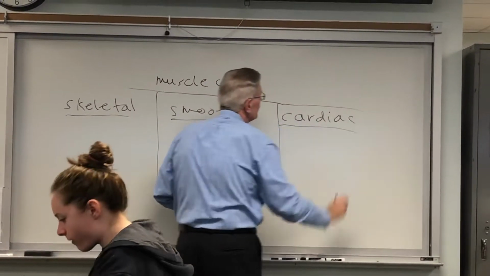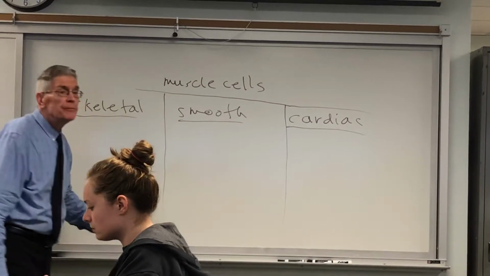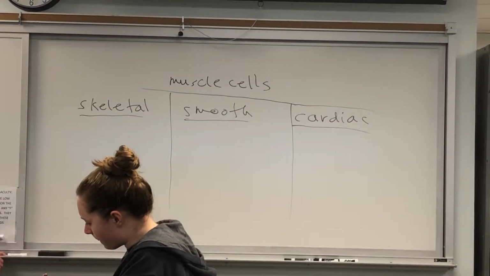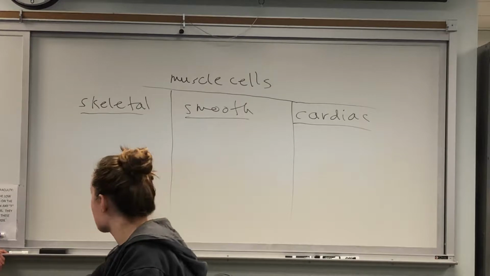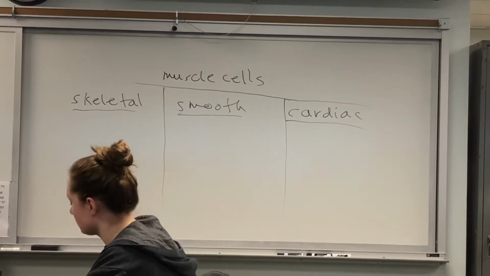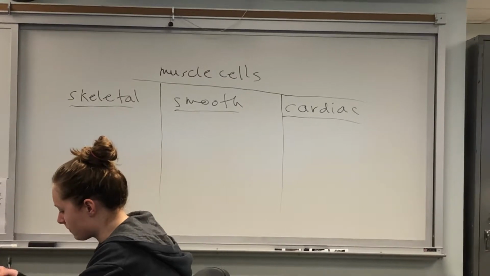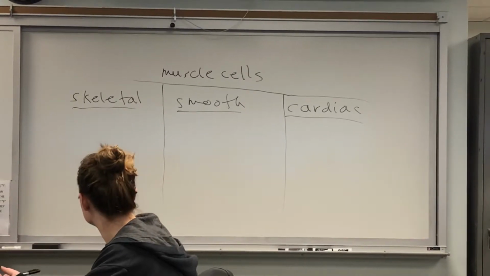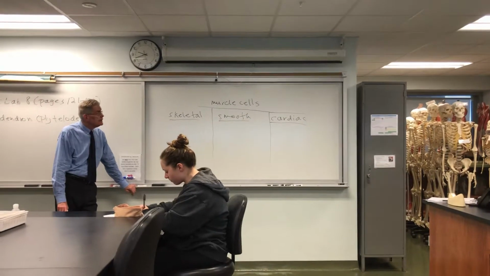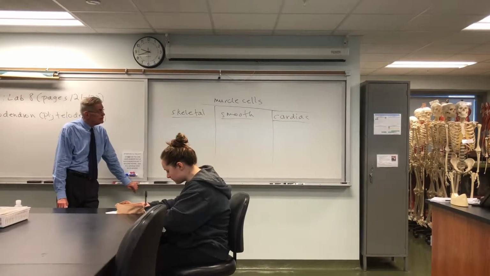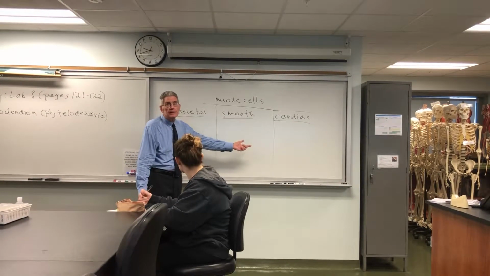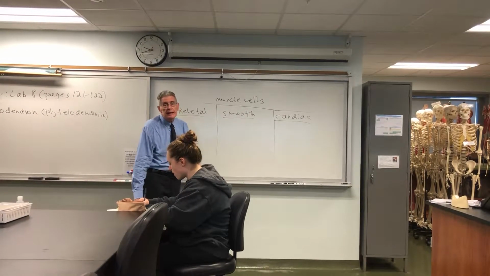Types of muscle cells. Skeletal muscle, which would attach to a tendon, which would attach to a bone. Smooth muscle, which we see in many organs of the body, lining blood vessels, a major part of the digestive tract, of the reproductive tract, etc. Cardiac only found in the heart. Cardiac muscle is strictly located in the heart.